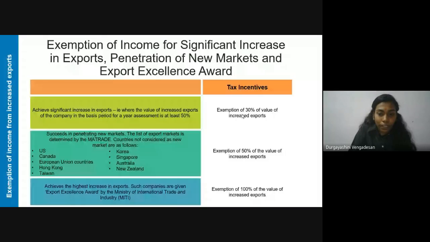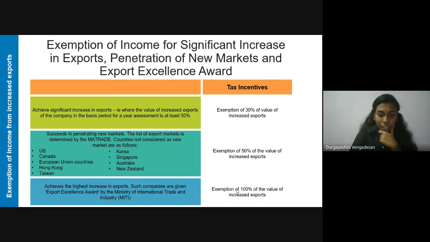Then the rate of exemption is 50% when the company succeeds in penetrating a new market. The list of export markets is determined by the Matrix. Countries not considered as a new market are as follows: US, Canada, European Union countries, Hong Kong, Taiwan, Korea, Singapore, Australia, and New Zealand. So these are the countries which are not considered as new market penetration.